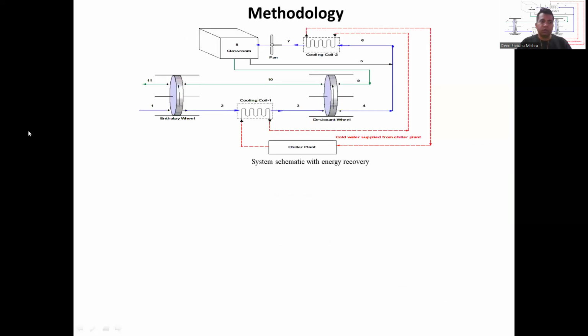This is the schematic diagram of the energy recovery, centrally conditioned classroom based energy recovery. This is the rectangular cluster which is selected for the study.